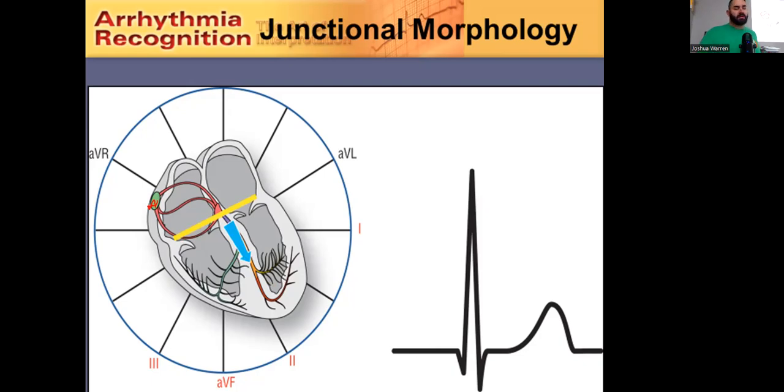I can try adenosine, but adenosine does what for me? It'll cut off the conduction at the AV node. Is that going to stop him? Nah, he'll probably need something more spicy.